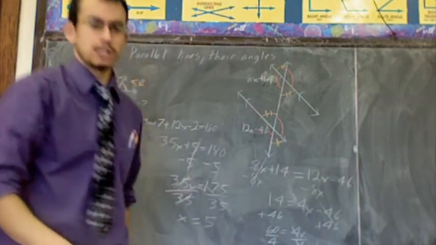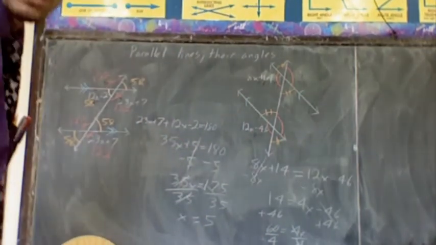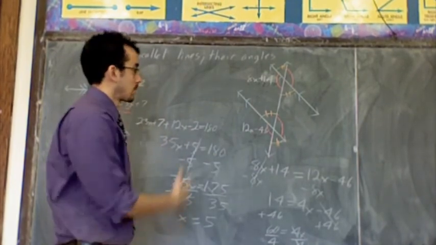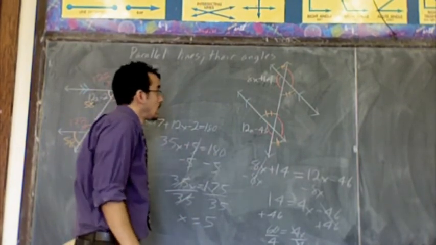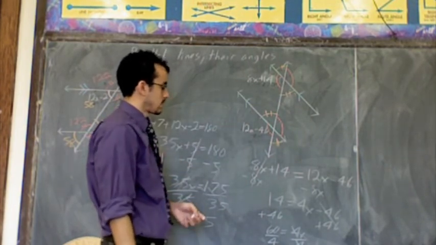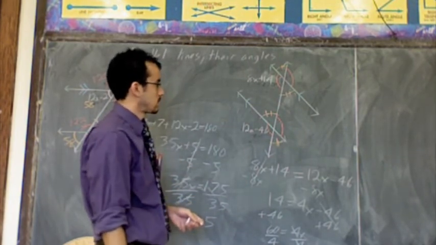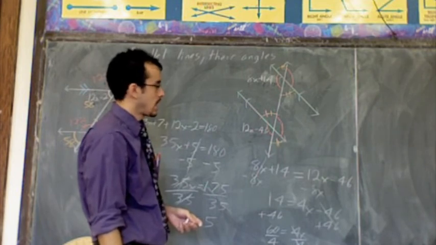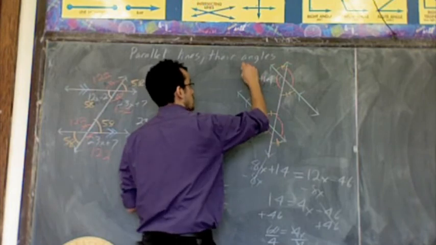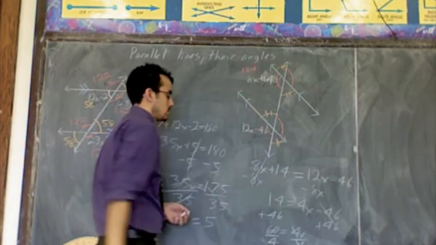Let me just make sure you guys can see that on the camera. Yeah, you can see that. Okay. So x is 15, and we're going to plug in just to make sure we're right. Let's see. 8 times 15, that's going to give me 120. And 120 plus 14 should give me 134. So I find out this angle is 134 degrees.